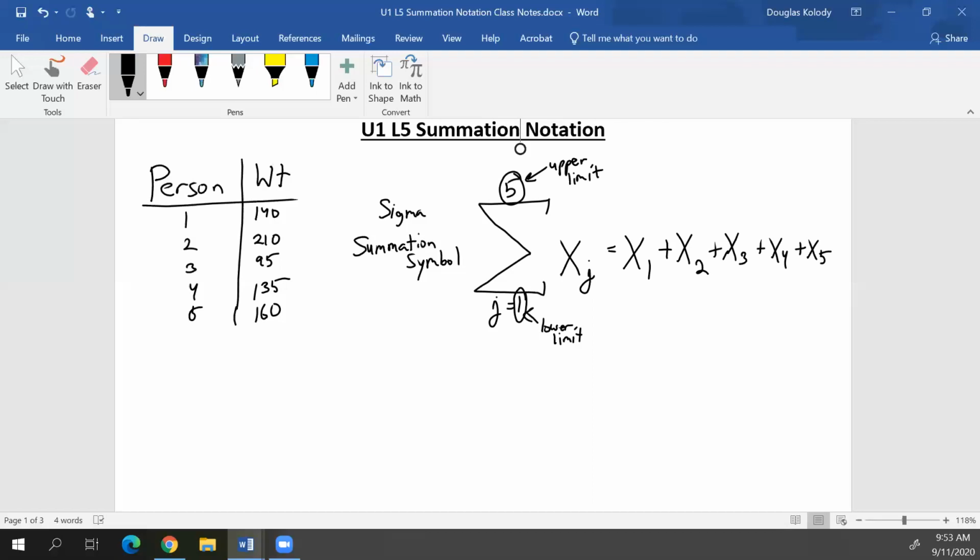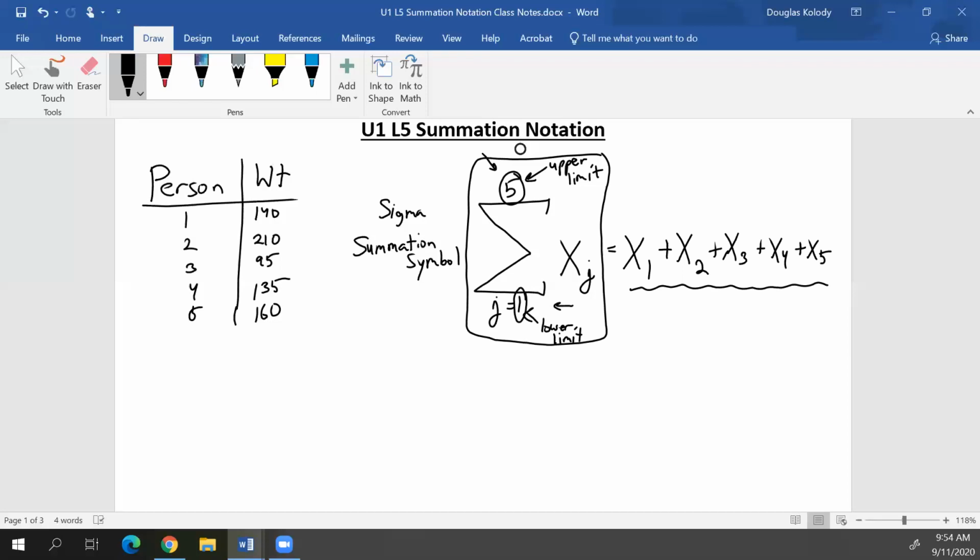You might think, well, what have we just done? This is the shorthand notation of this longer sum. It doesn't seem like a big deal, but what if this was the sum as j goes from 1 up to 30? And that's how you read this, by the way: the sum as j goes from 1 up to 5 of x sub j.